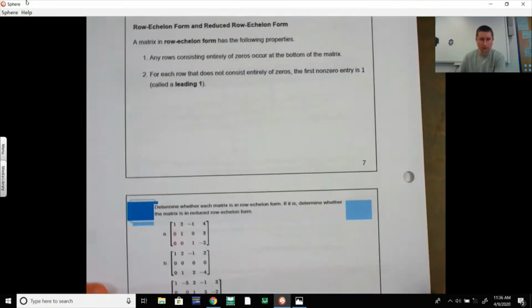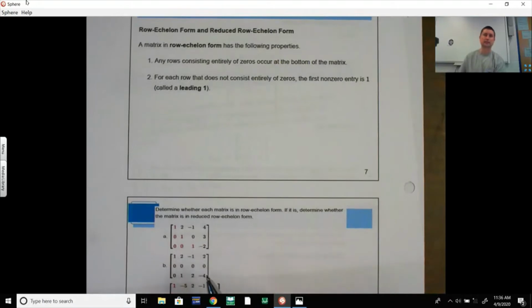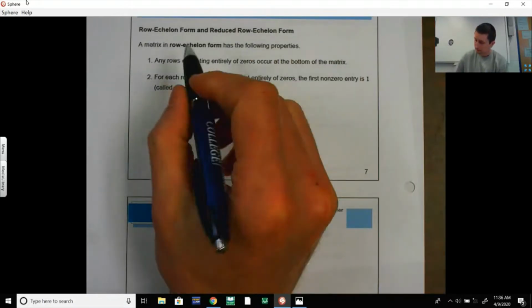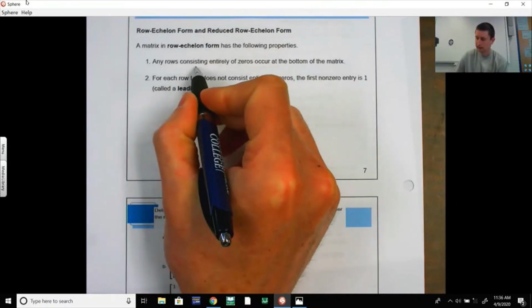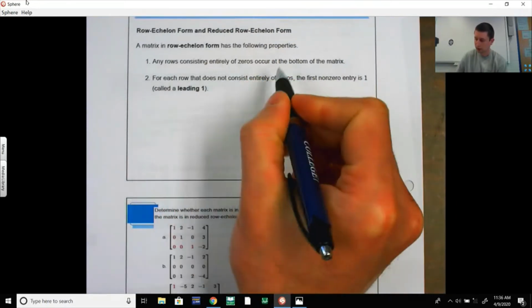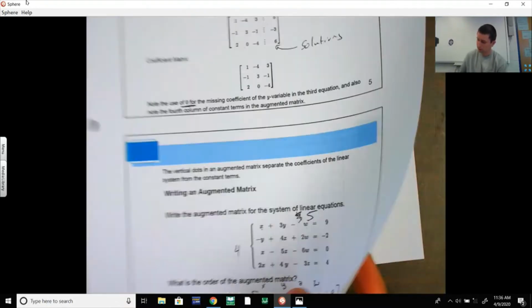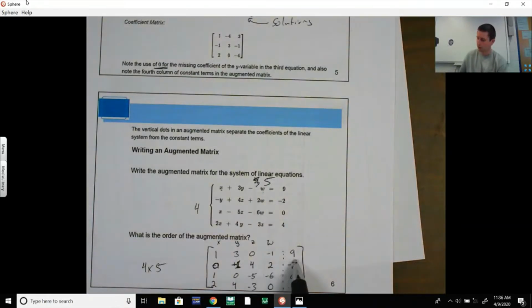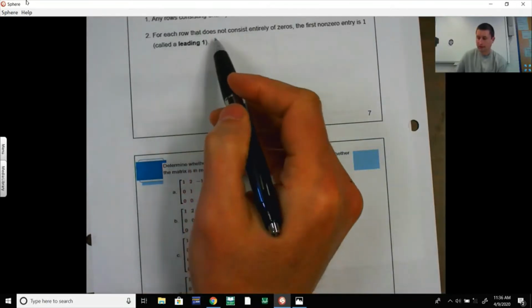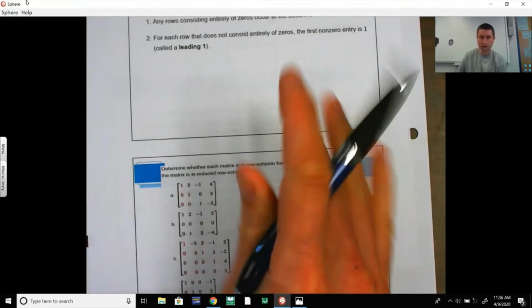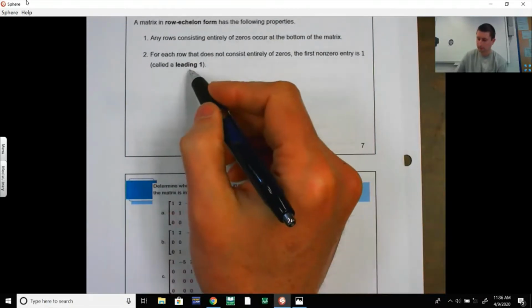Row echelon form is something I'll just introduce, so when you see it, you've at least seen it. A matrix is in row echelon form when any rows consisting entirely of zeros occur at the bottom of the matrix. So you can't have a row of zeros right here and be in row echelon form. For each row that does not consist entirely of zeros, the first non-zero entry is 1, called a leading one.